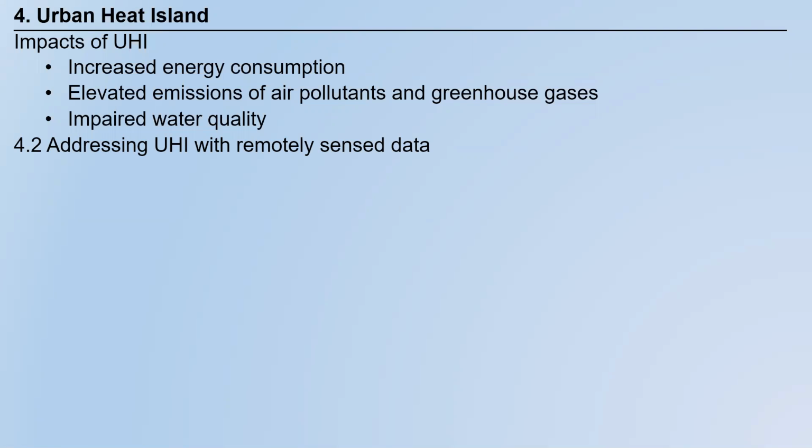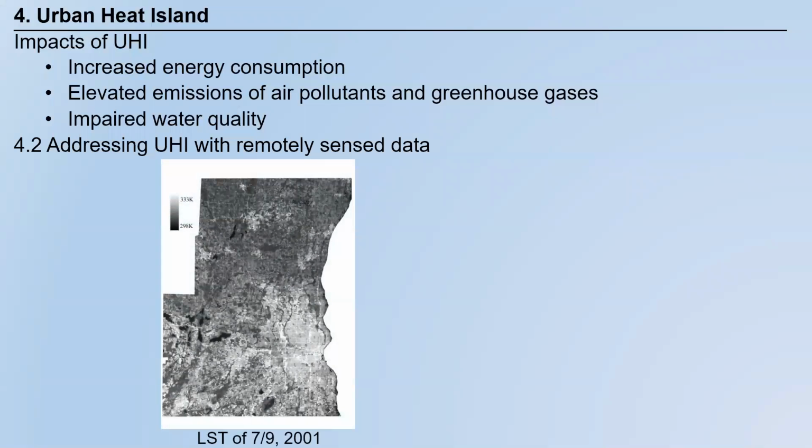Of course, this part is not something I proposed in my dissertation. It's a principle. It's generally how people address UHI with remotely sensed data. So the most direct indicator of urban heat island is temperature, right?